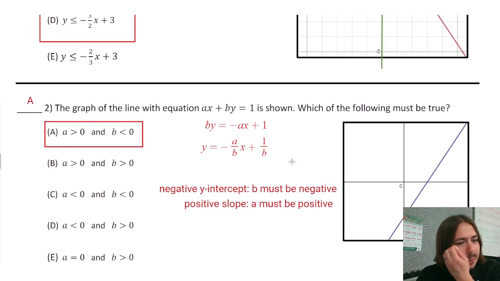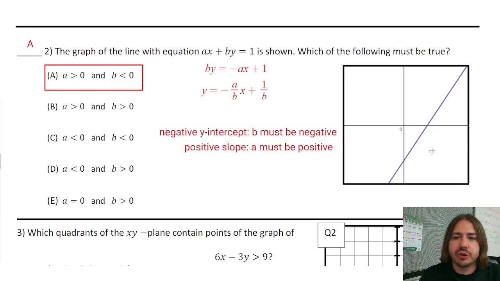Number 2 says the graph of the line with this equation is shown. Which of the following must be true? So there's really 2 things you need to look at on this line. Notice there's no numbers labeled anywhere, so unfortunately we're not going to be able to use any values to help us answer this. But what we can say is that the y-intercept is negative. That's going to be important. Then also the fact that we're going up to the right means that we have a positive slope. So those 2 pieces of information are really what we need: a negative y-intercept and a positive slope.